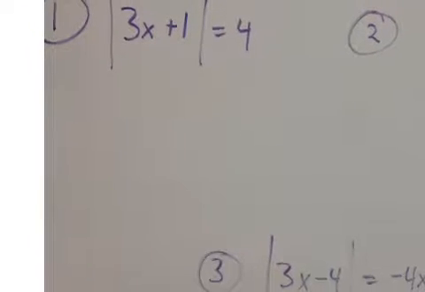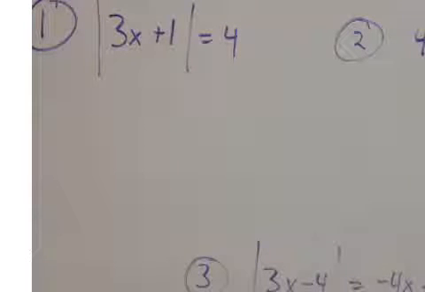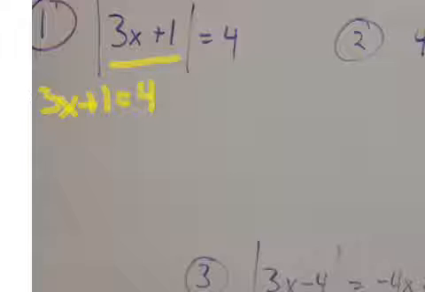Now, what this is saying is 3x plus 1 equals 4. And in an absolute value, you guys remember, we talked about this in class, if 3x plus 1 turns out to be 4, the absolute value of 4 is in fact 4. So one way we can write this equation is simply to say, I want 3x plus 1 to equal 4. That's one way to write this equation.